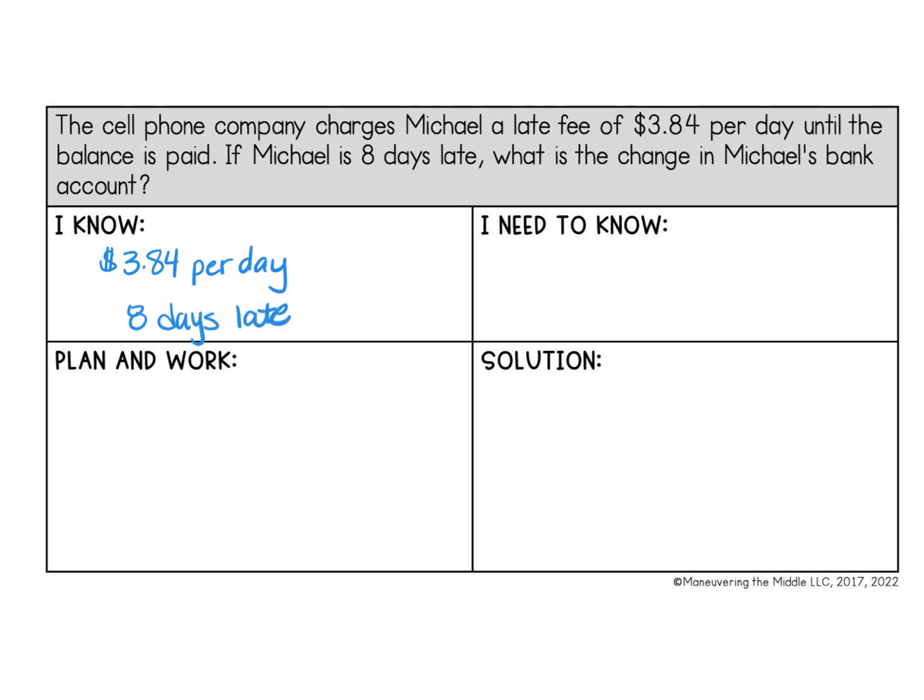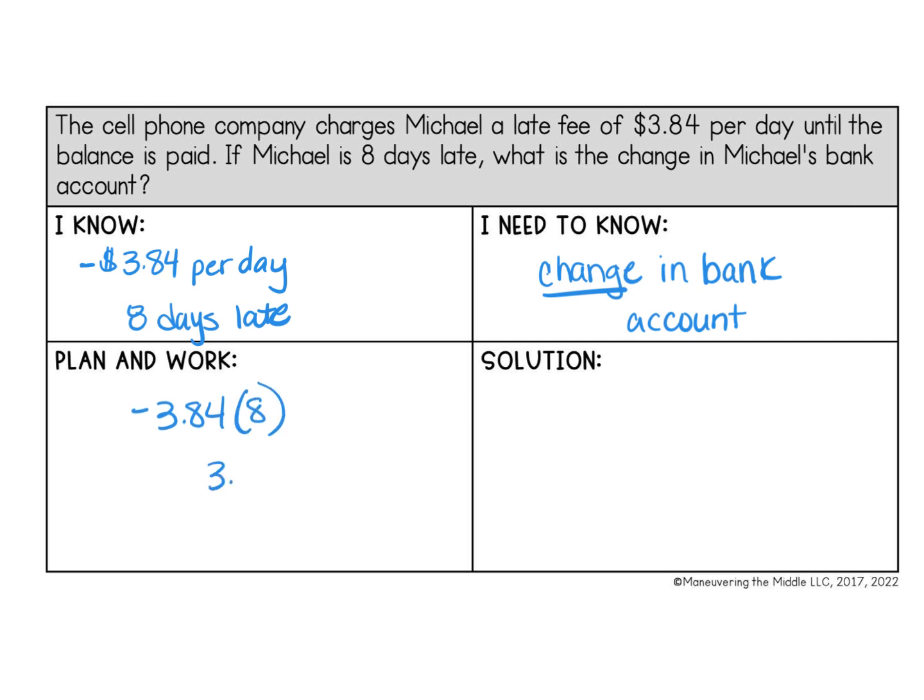What we need to know is the change in the bank account. And since it's asking us for the change, that means that it wants to know, is his bank account getting bigger, like it's positive, or is it getting negative? And since he's being charged a fee, that would make the 3.84 a negative. So now we need to plan and work. So I have negative 3.84, and we're going to multiply that by the number of days, which is 8 days.